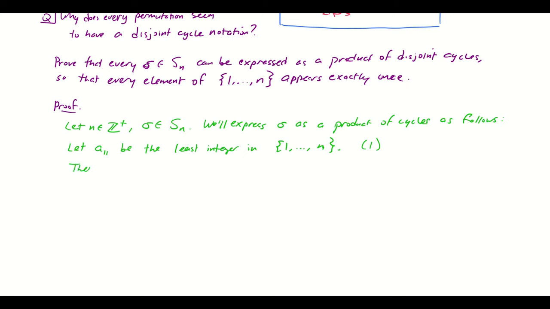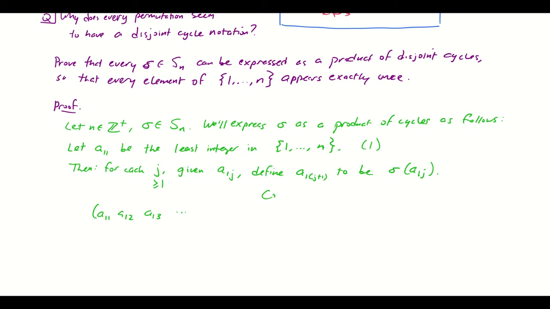And then for each j greater than or equal to 1, given a sub 1 j, define a sub 1 j plus 1 to be sigma of a sub 1 j. So what I'm saying here is I'm going to build a cycle a11, a12, a13, up to whatever I end at. But we need to talk about why this cycle actually ends.